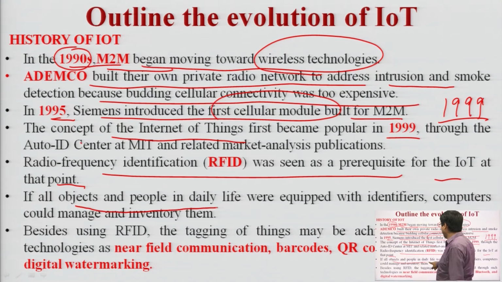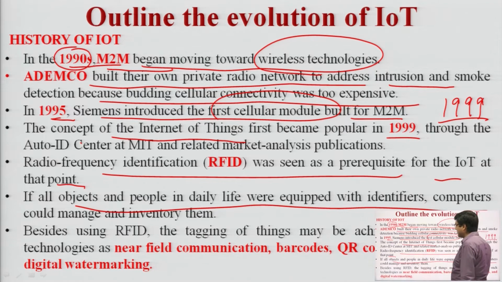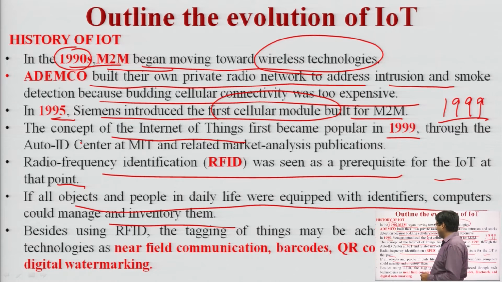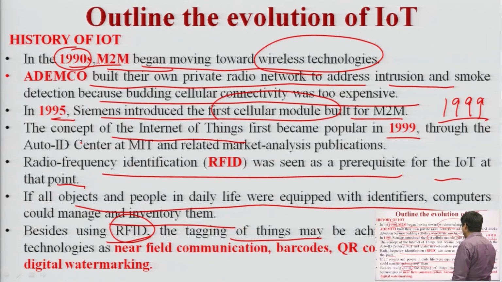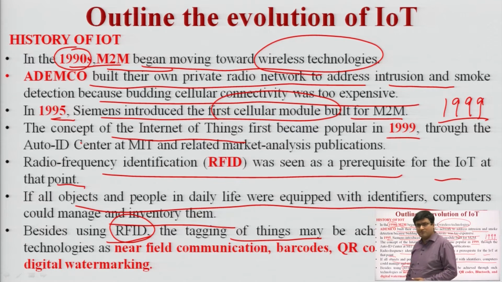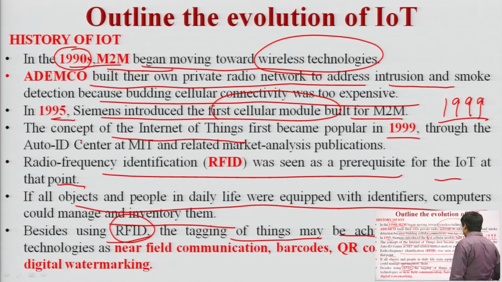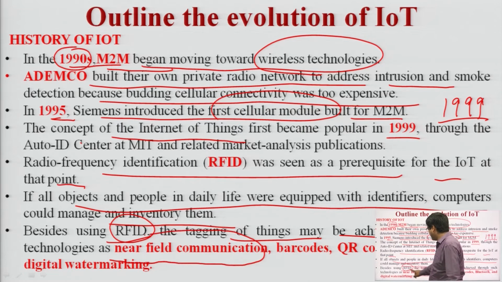If all objects and people in daily life were equipped with identifiers, computers could manage and inventory them. So we are using many types of objects and M2M communication, where things are connected with things, and things are connected to people through the network. There is a network between the devices. Besides RFID, the tagging of things in an IoT system may be achieved through technologies such as near field communication, NFC, like the card we use in ATM machines.